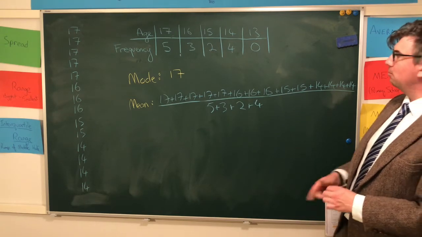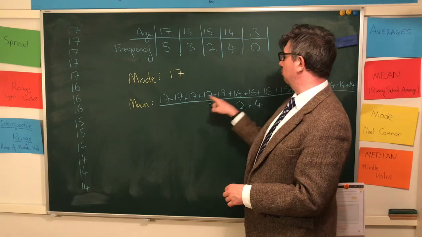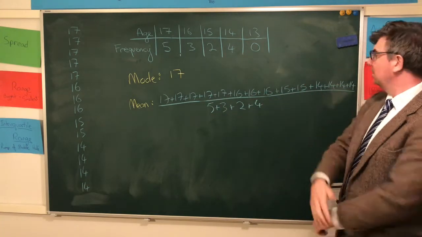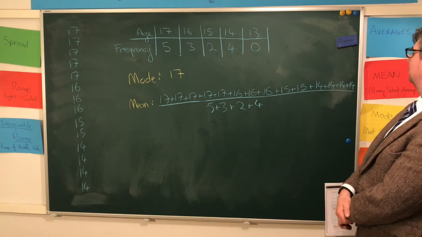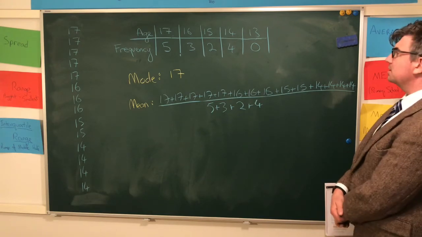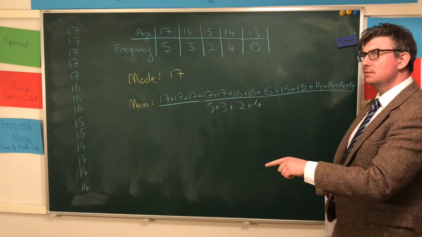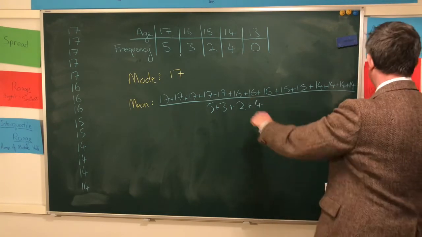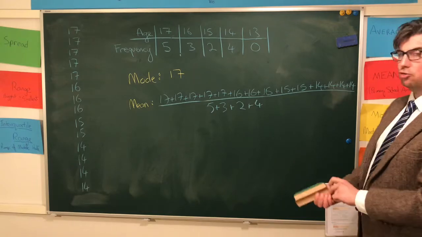Do I have to write down 5 17s? 1, 2, 3, 4, 5. How many 16s are there? 1, 2, 3. How many 15s are there? 2. Yeah, that's crazy, isn't it? 5 17s. Sure, that's multiplication, right? So that's absolutely crazy to write that out.